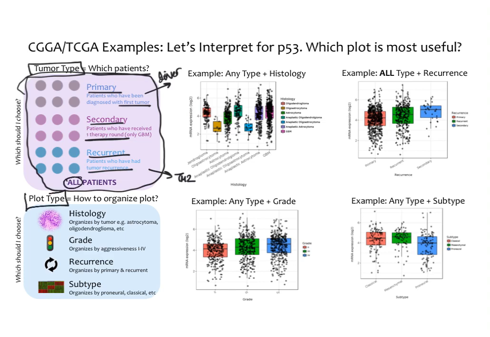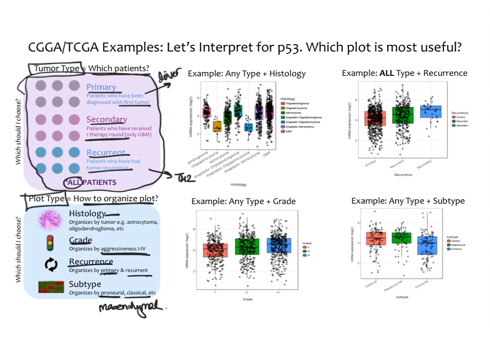You should think of plot type as how to organize your plot. So this is asking, okay, these are the patients that you know you want to look at. I know that you want to look at all the patients, or I know you want to look at only recurrent patients, but how should I organize those patients? So it gives you the option of organizing by histology, which means by tumor type. It gives you the option of organizing by grade, so that's going to be the WHO grades we talked about. It gives you the option of organizing by recurrence, then you can look at primary versus recurrent. And finally, it gives you the option of organizing by subtype, which would be the proneural, classical, and mesenchymal that we talked about.